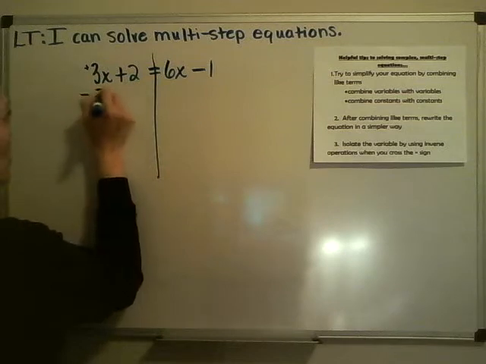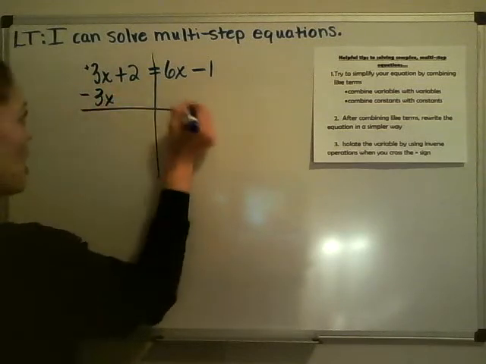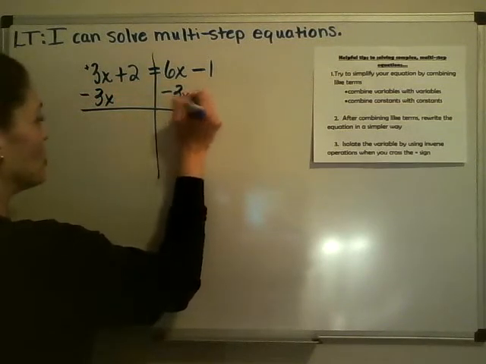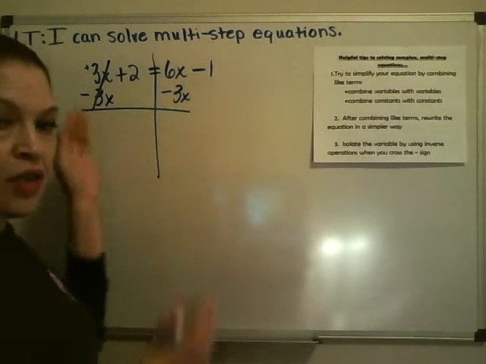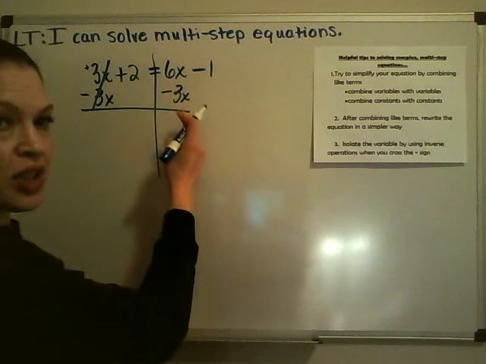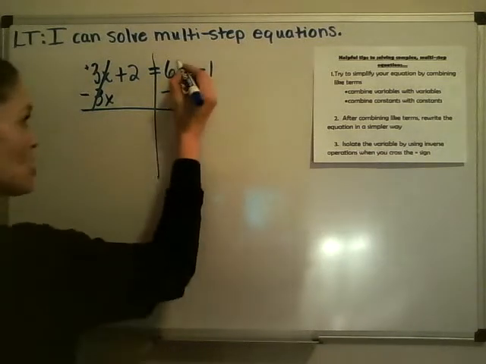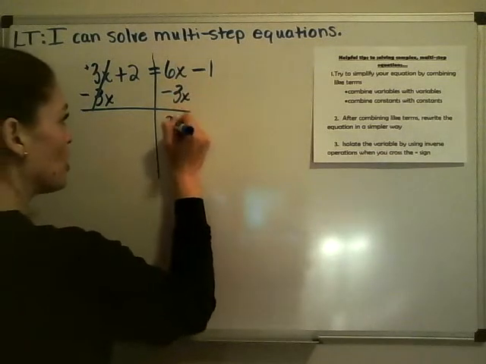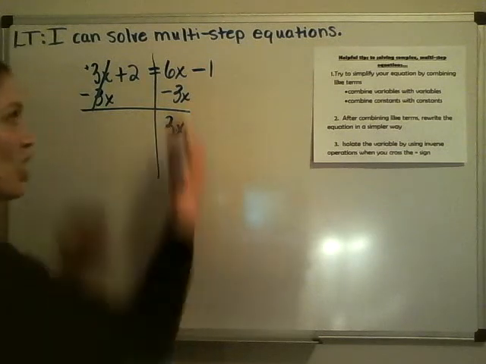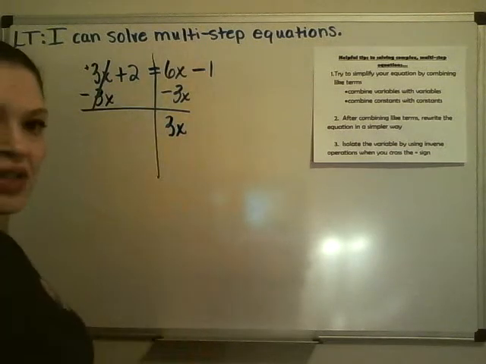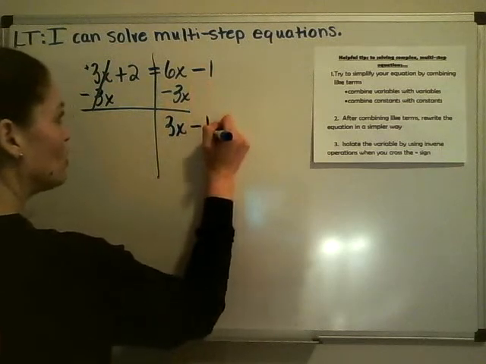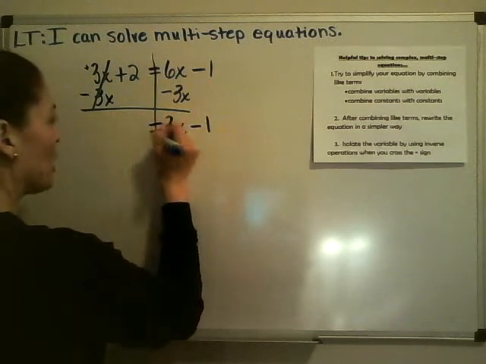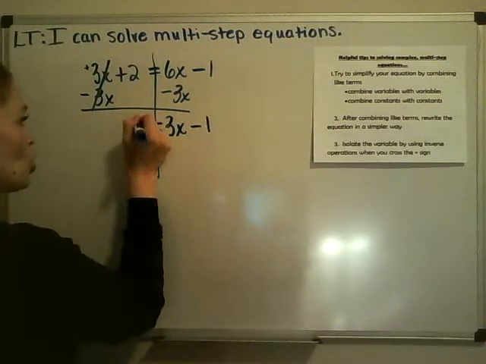If I subtract 3x from this side, it's gone from the left. But I've combined it with the 6x over here on the right. So 6x minus 3x is 3x. Okay, bring down whatever you have left. All right, on this side, I have a negative 1 left. I have an equal sign, and I have a 2.